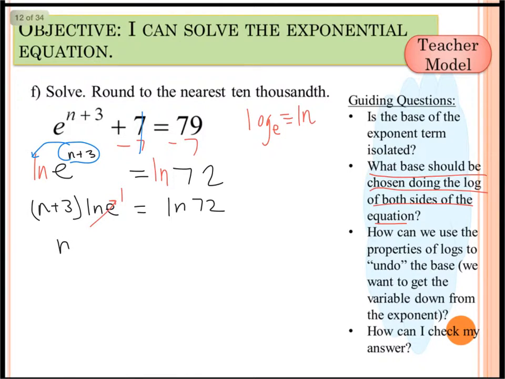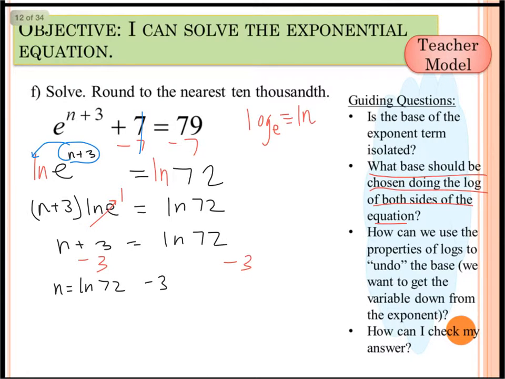I now have n plus 3 is equal to natural log of 72. And then the only other thing that I have to do to the n in order to isolate it is to get rid of that addition of 3. So I can cancel it out with a subtract 3. And then I'm going to rewrite my expression as n equals natural log of 72 minus 3.